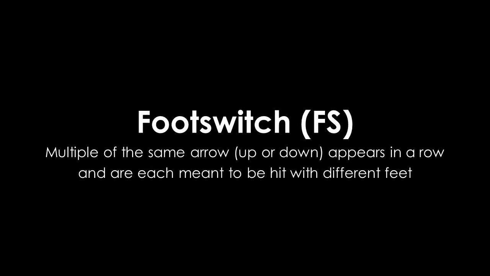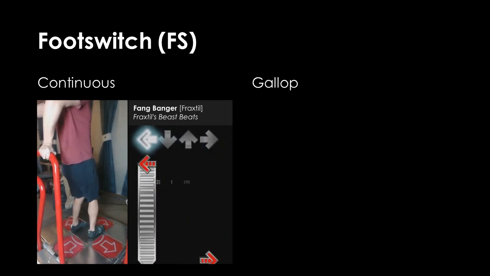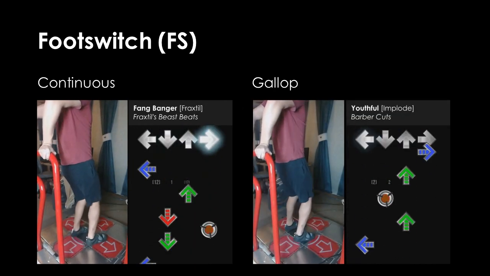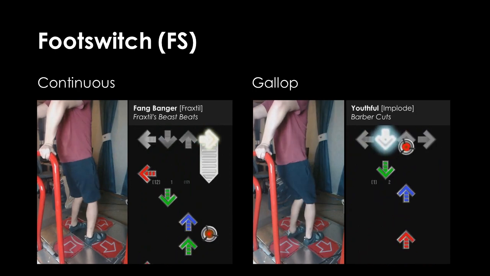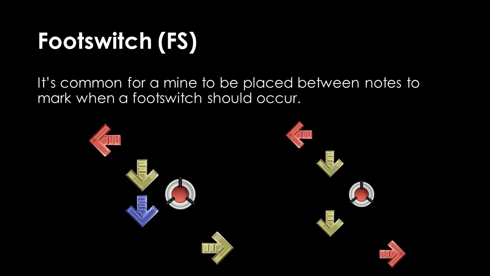A footswitch is when multiple of the same arrow appears in a row and are meant to be hit with different feet. The rhythms for a footswitch can be continuous and played straight through, or they can have a gap between and played like a gallop. It's common for a mine to be placed between notes to mark when a footswitch should occur, but not all charts necessarily follow this convention.